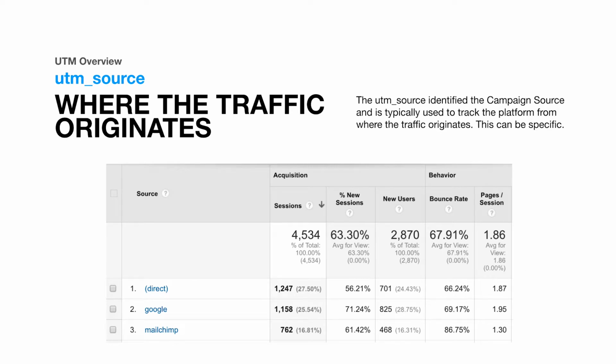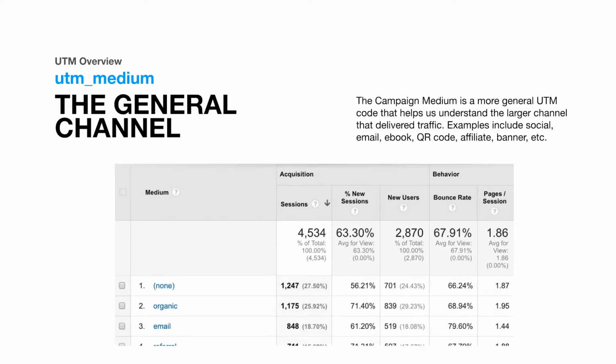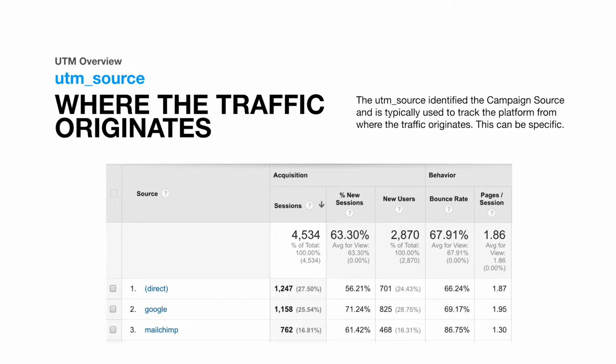So we like to focus on source, medium, and campaign. Those are the three that are required when we're doing this. And this is what they look like inside of Google Analytics. You can see my MailChimp source here through acquisition got 762 sessions. My medium, which was email, you can see here through acquisition, 848.